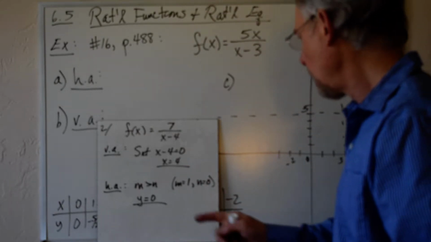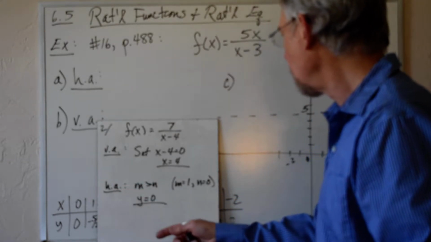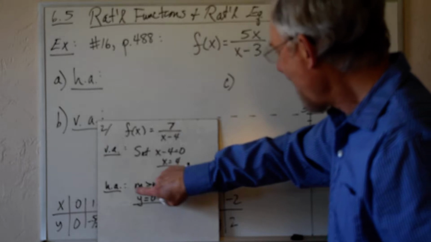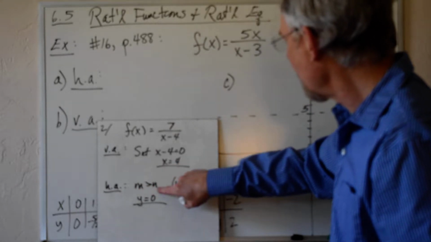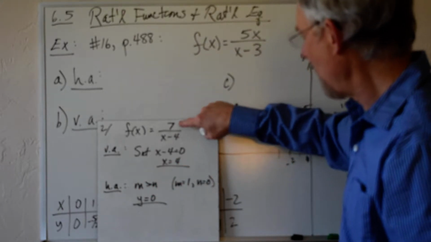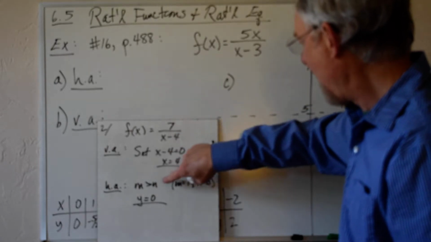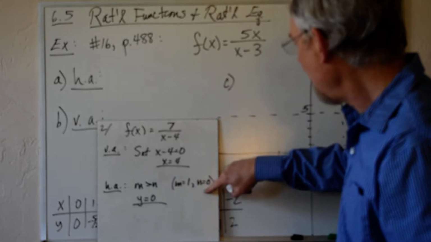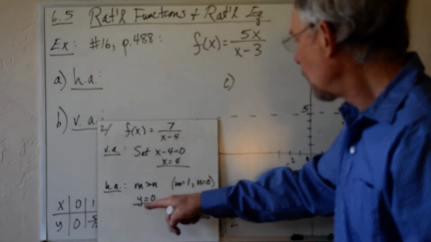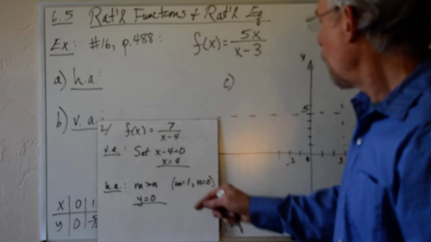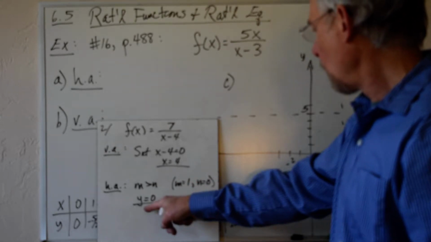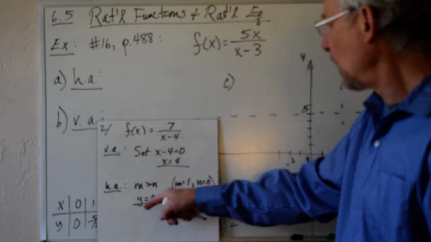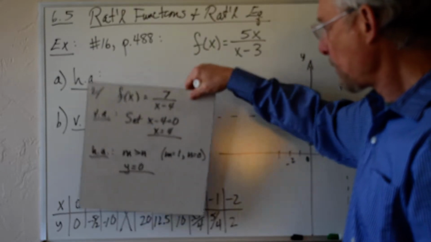vertical asymptote. For the horizontal asymptote, we notice that the degree of the denominator, m, is greater than the degree of the numerator, which is n, which is 0, right? M is 1, n is 0. So in that case, we have the x-axis as our horizontal asymptote. That is y equals 0.